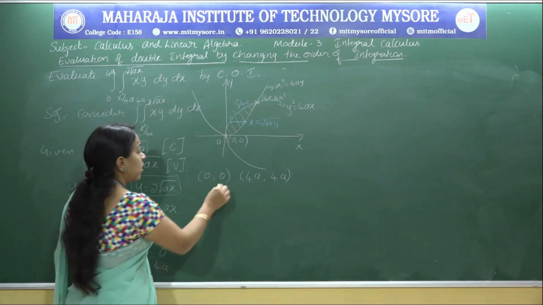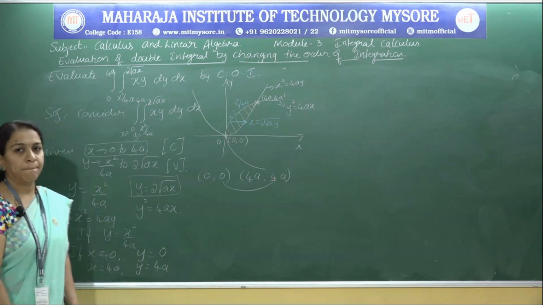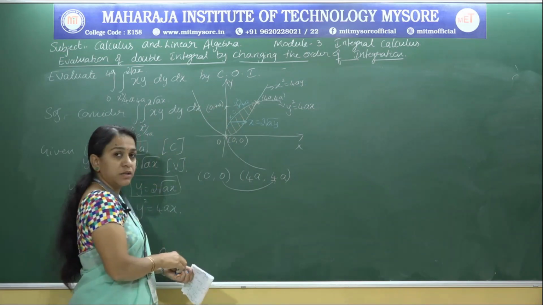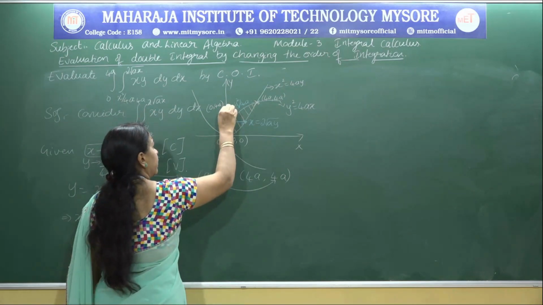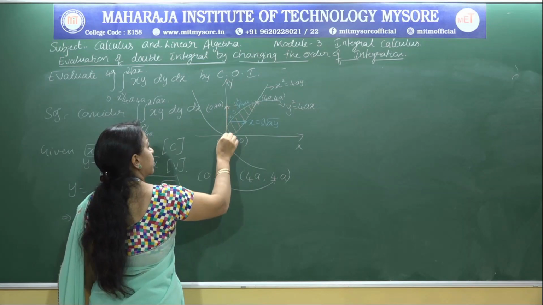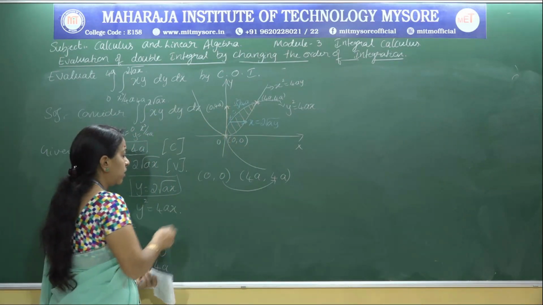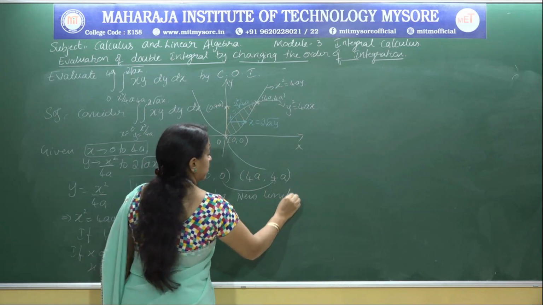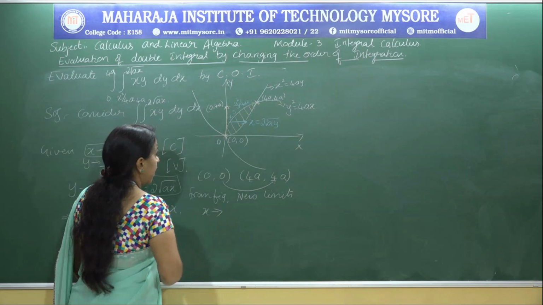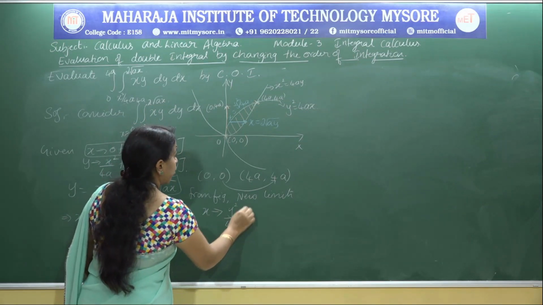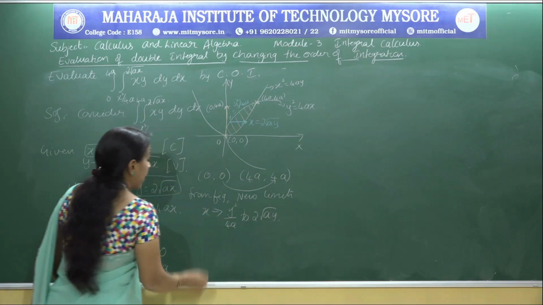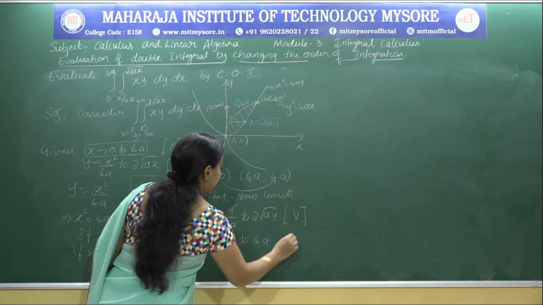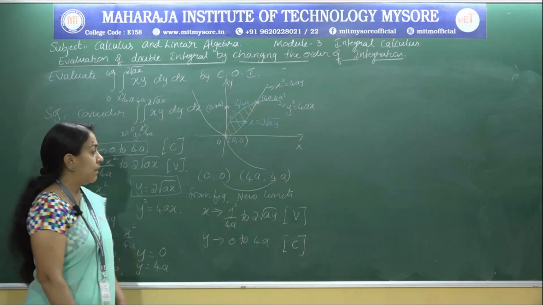So in that, what is our y limit? y varies from 0 to 4a. So I can consider here also like this. This will be our point (0, 4a). So I can consider from the figure also, that y varies on the y axis from 0 to 4a. Therefore, the new limits from the figure are: x is a variable limit, x varies from y square by 4a to 2 times root of ay, and y varies from 0 to 4a. So we change x as a variable limit and y as a constant limit.